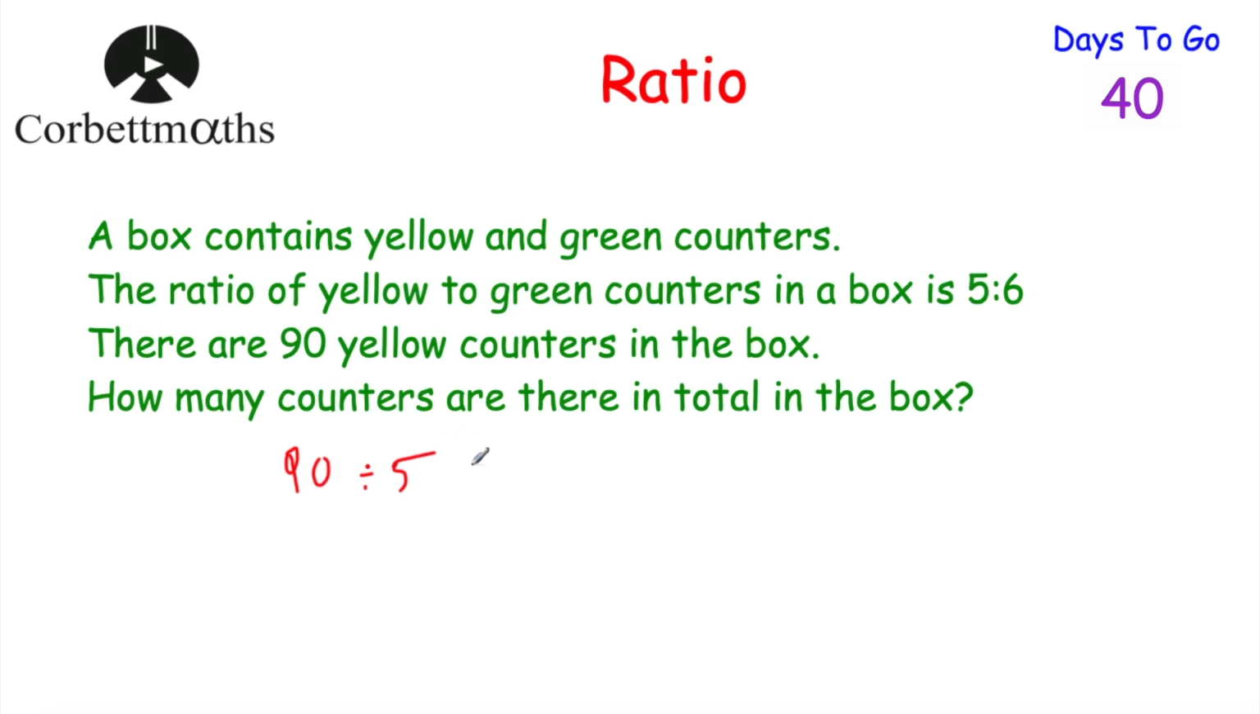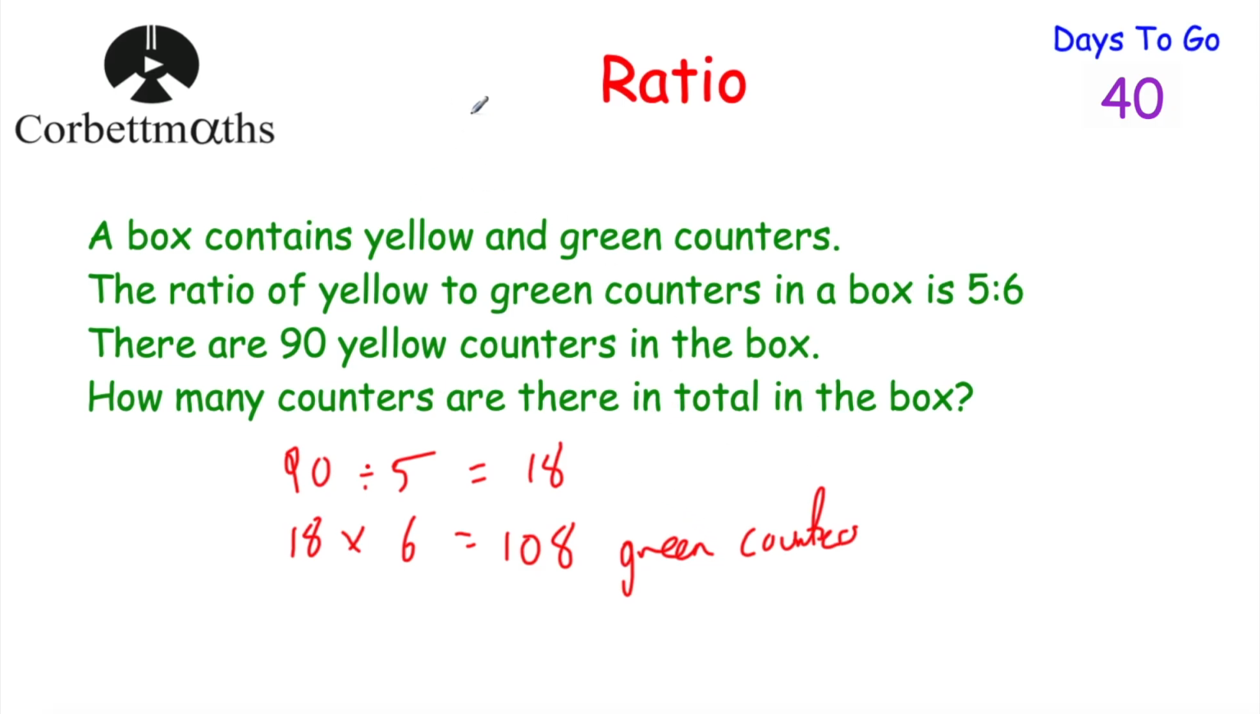So 90 divided by 5 is equal to 18. So that means it's 18 counters in one part. And then if we take that 18 and multiply it by 6, that'll tell us how many green counters there are. So 18 times 6 is equal to 108. So that means there's 108 green counters. But in this question, rather than asking us how many green counters there are, it says how many counters are there in total.